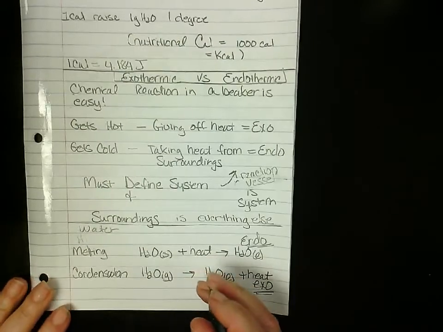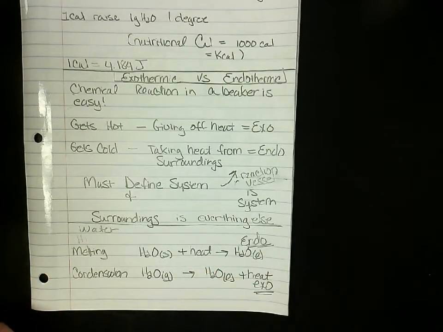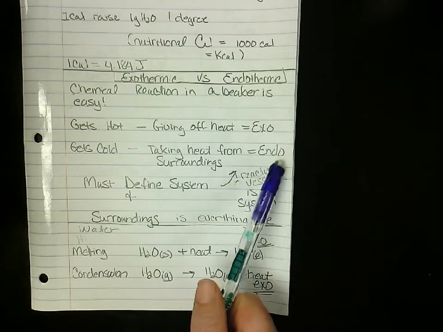Endothermic versus exothermic. We've done a lot of work on that. Exothermic is when energy is leaving or exiting the system. Endothermic is when energy is entering the system. And when we do a chemical reaction, it's happening in that beaker, and it's super easy. We can feel that beaker gets hot. It's giving off energy. It's exothermic. We can feel the beaker's getting cold. It's sucking the heat from our hand. It's taking heat from the surroundings, and that's endothermic.